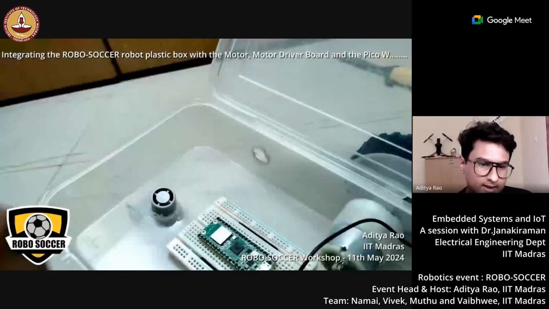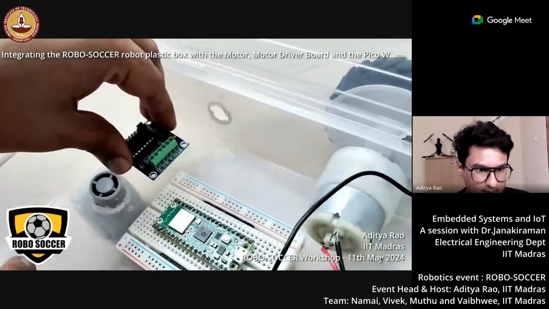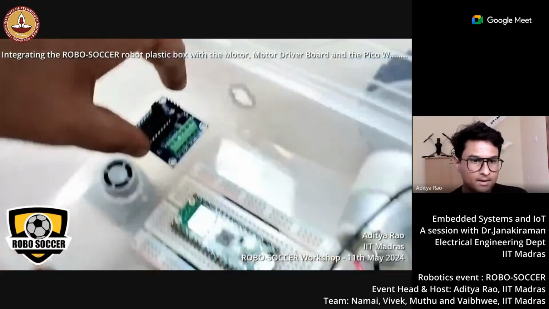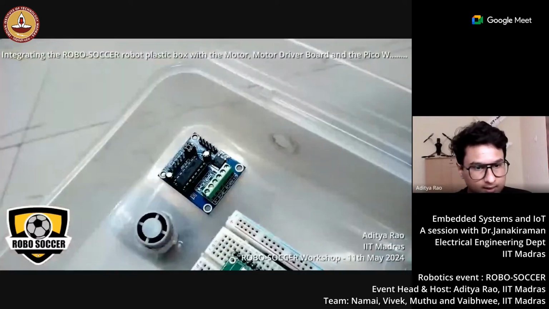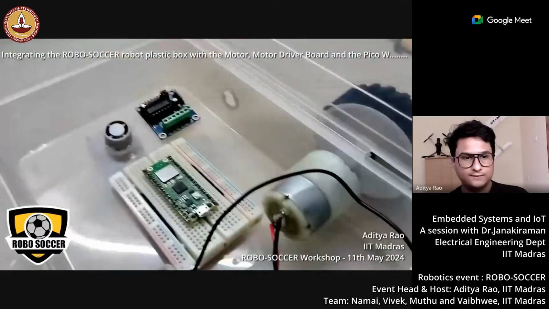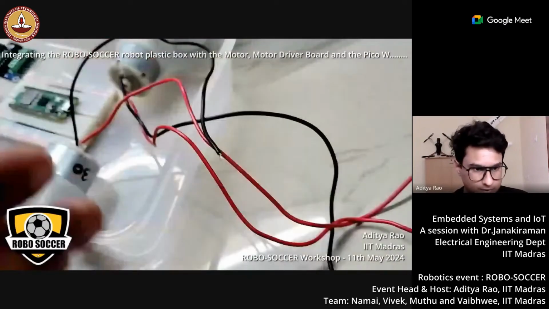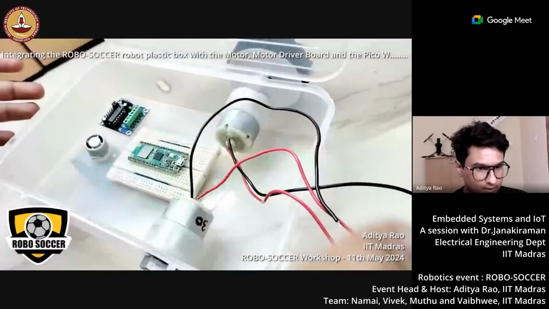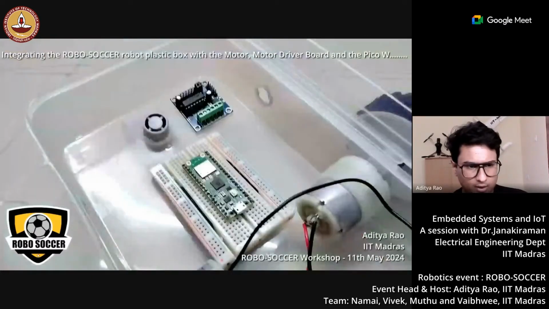So, on the screen right now is my attempt at attaching the motor driver. I've also explained the connections of the motor driver in the previous workshop. So this was the motor driver which I used, attached on the top right corner of the robot.